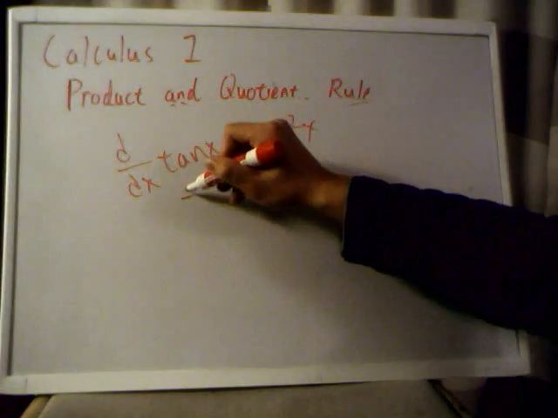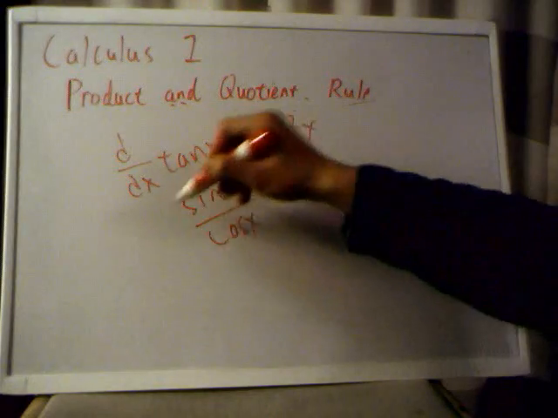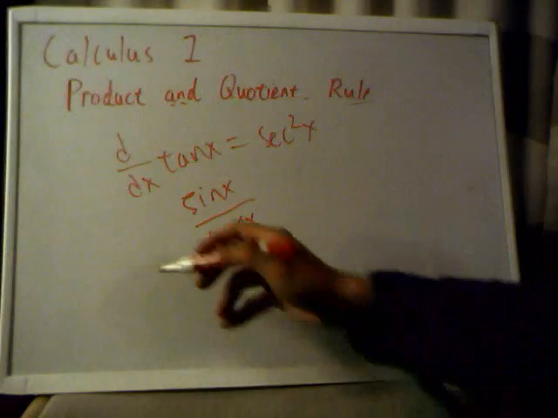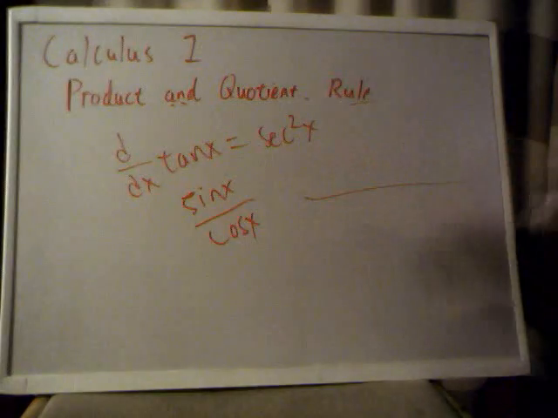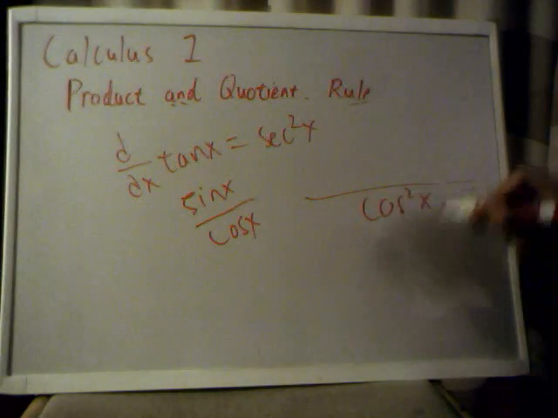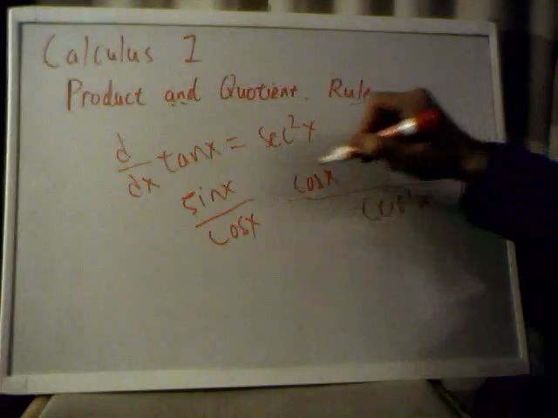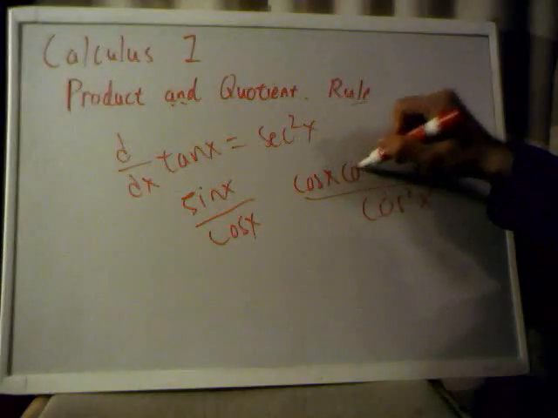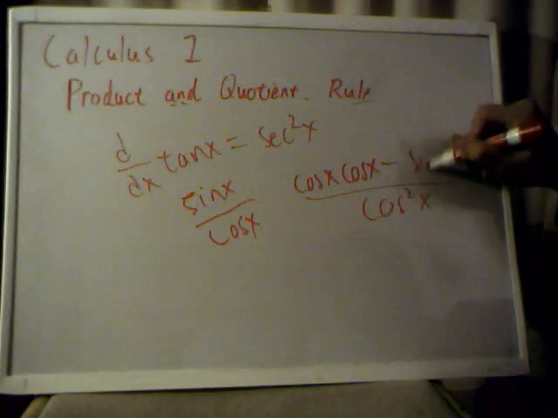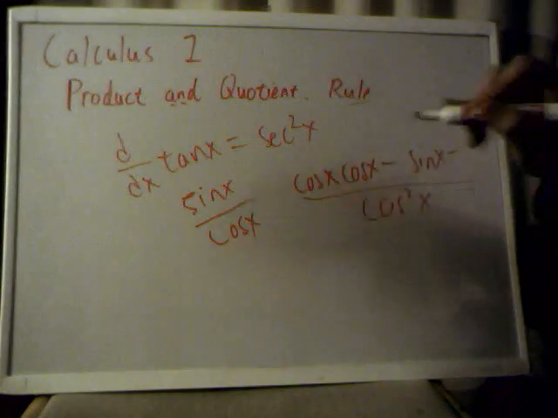But tangent x is also equal to sine x over cosine x. You may recall this from your previous geometry classes. And so, what do you do with this? Well, you can do quotient rule again, and with quotient rule you have low squared, which is cosine squared x. So low d high, the derivative of sine x is cosine x. Again, just take my word for it now. Minus high d low, the derivative of cosine x is negative sine x.